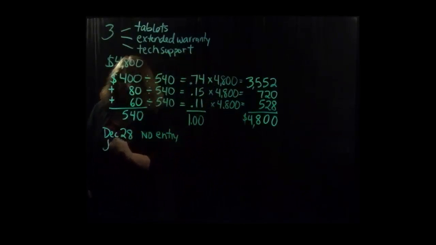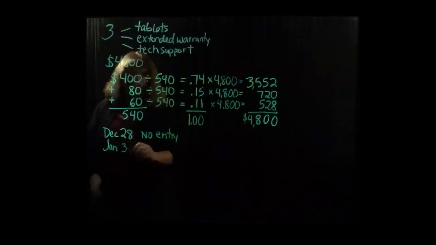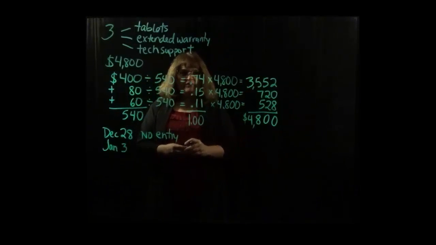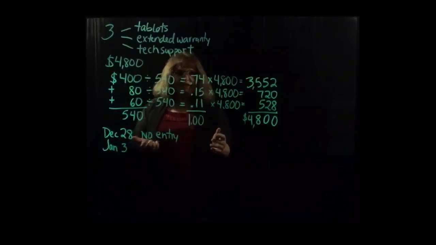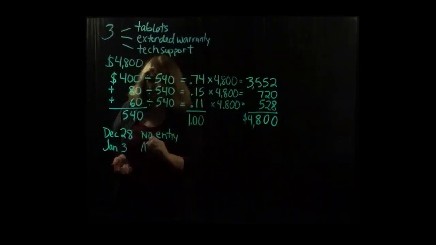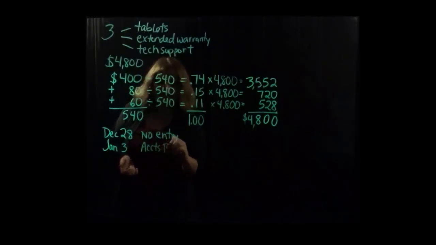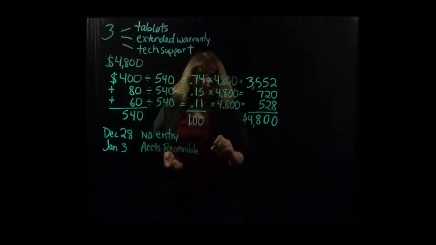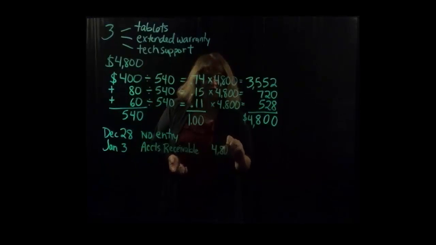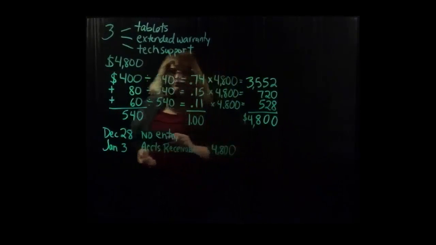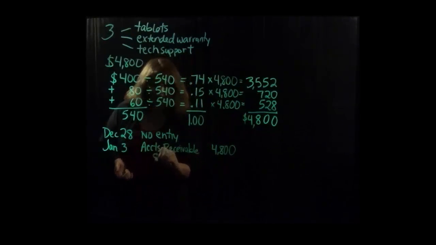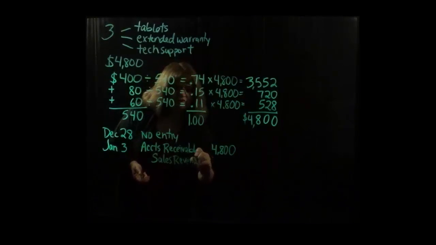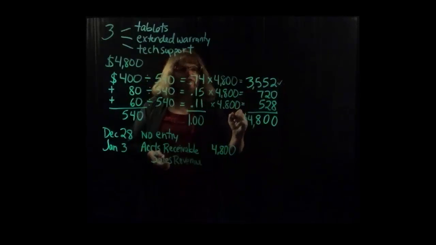On January 3rd, however, once those tablet computers are delivered, now Badgelakers has earned part of the revenue. So they're not going to record cash because they haven't gotten the cash yet. That means they're going to have accounts receivable. They're going to have a total accounts receivable of the $4,800, the total contract price. But again, we can't recognize revenue for all of it. So we're going to recognize sales revenue only for the portion that was earned upon delivery, which was this $3,552.